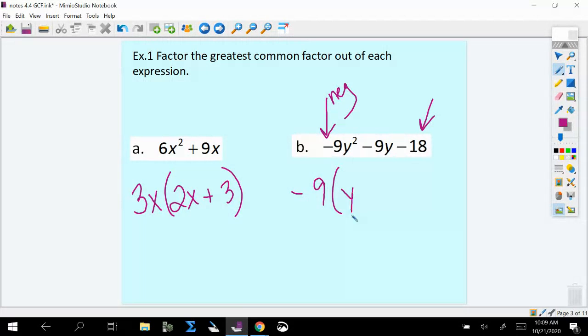When I divide everything by a negative 9, I'm left with a y squared, a plus y, and a plus 2.